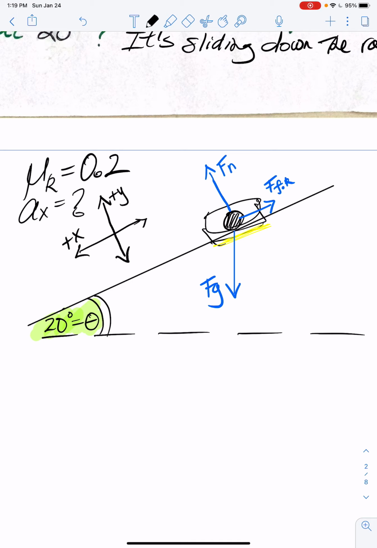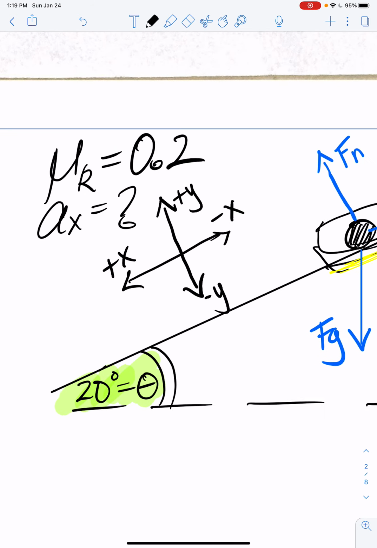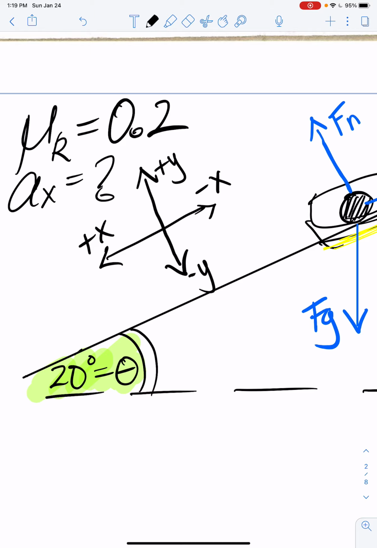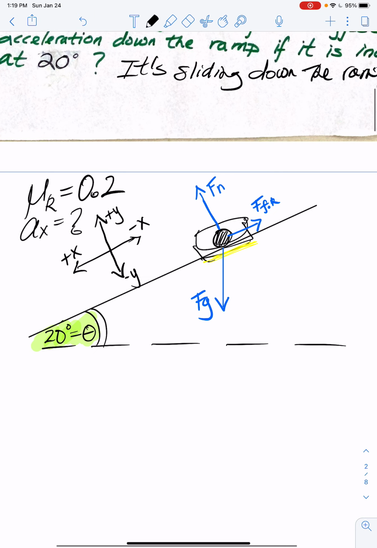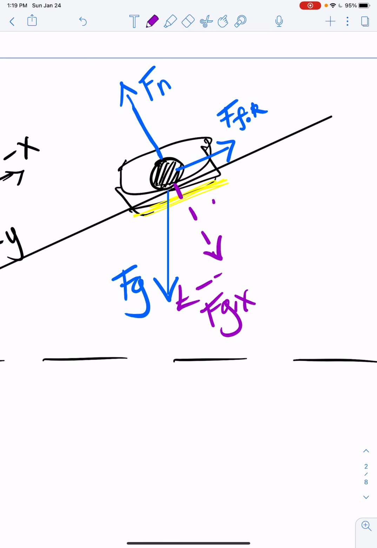We'll call up the ramp negative x. We'll call down and right negative y. Okay, so something like that. Let's call down the ramp positive x just because we're accelerating down the ramp. And so we'll get a positive acceleration at the end. Let's go ahead and add some components here. Call this FGX. Call this one FGY.